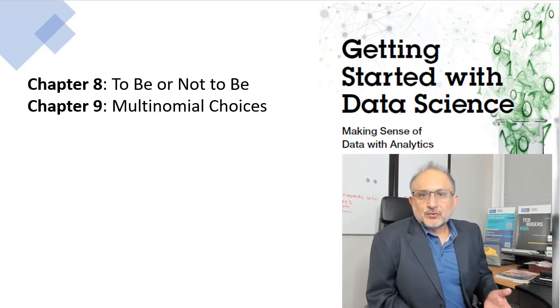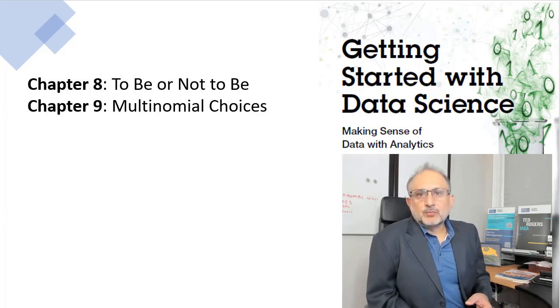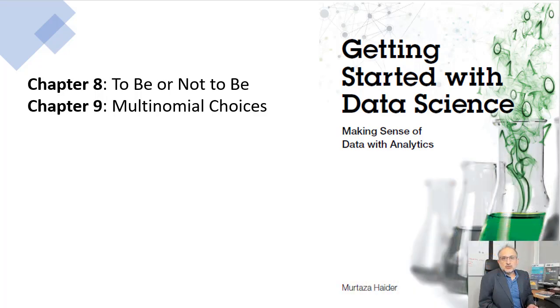Greetings. This video is related to a recent video we have uploaded on estimating multinomial logit models using a variety of tools, but the first video was on SPSS, and now we're going to illustrate another tool called Jamovi. For background, this is covered in chapters 8 and 9 of my book called Getting Started with Data Science, and chapter 8 is about binomial or dichotomous choices: to be or not to be, or to be a homeowner or a renter.